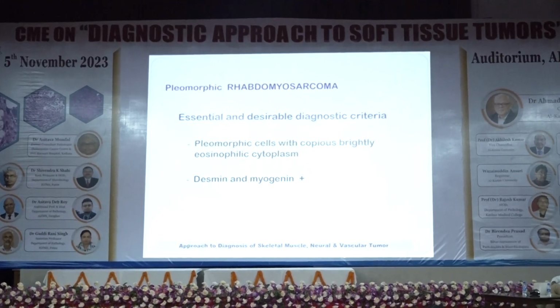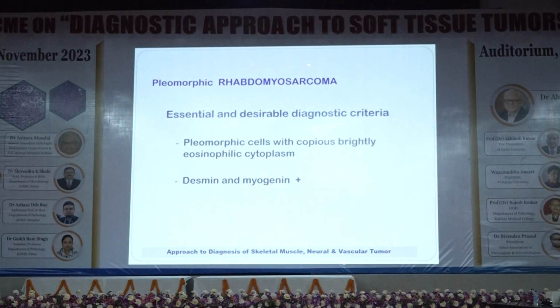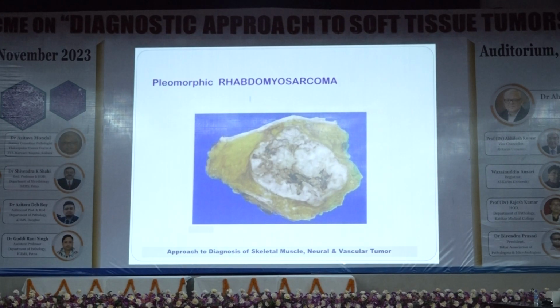Pleomorphic cells with copious brightly snowflake cytoplasm. Pleomorphic cells you can see in malignant fibrous histiocytoma, but here you can see this brightly snowflake cytoplasm. So you can think of pleomorphic rhabdomyosarcoma with desmin and myogenin positivity. This is the gross. You see this fleshy, whitish tumor with areas of necrosis.